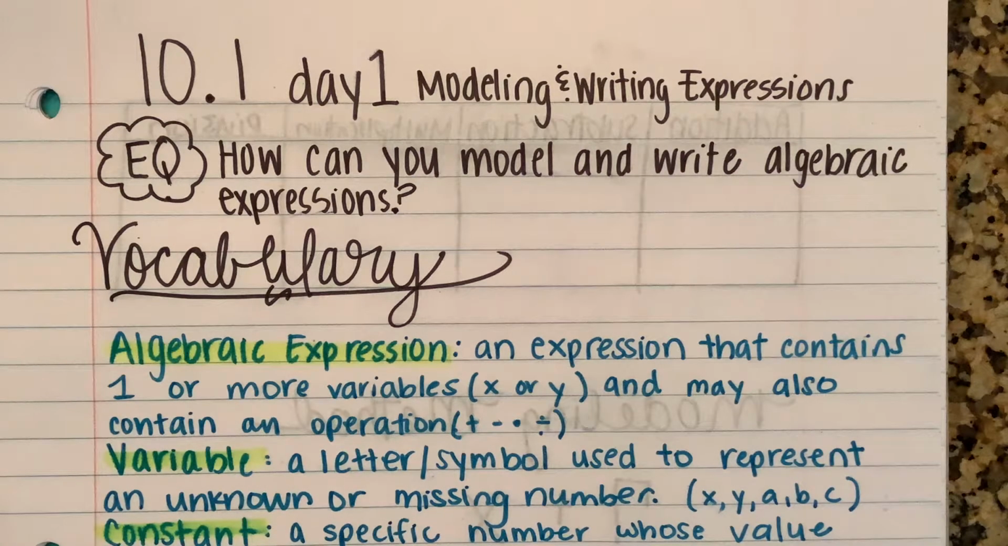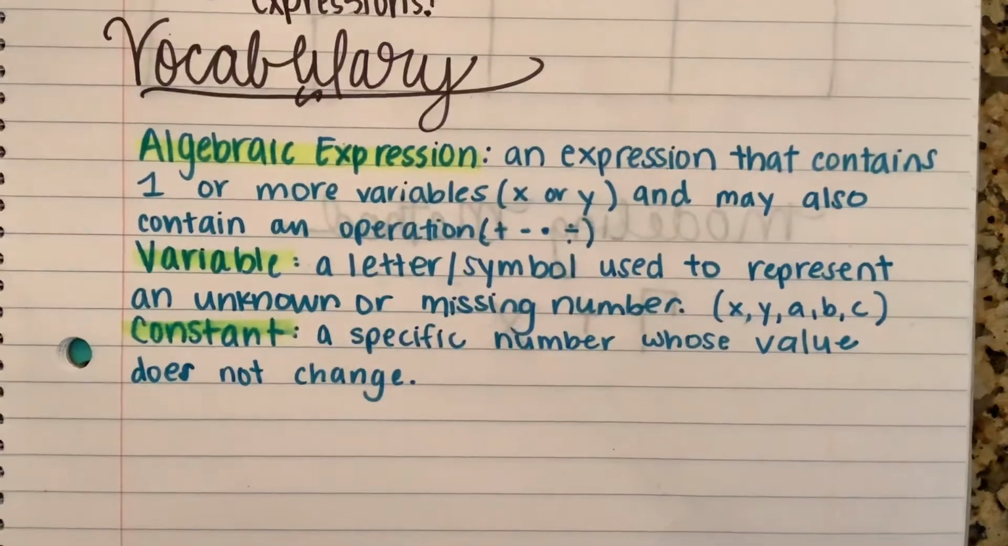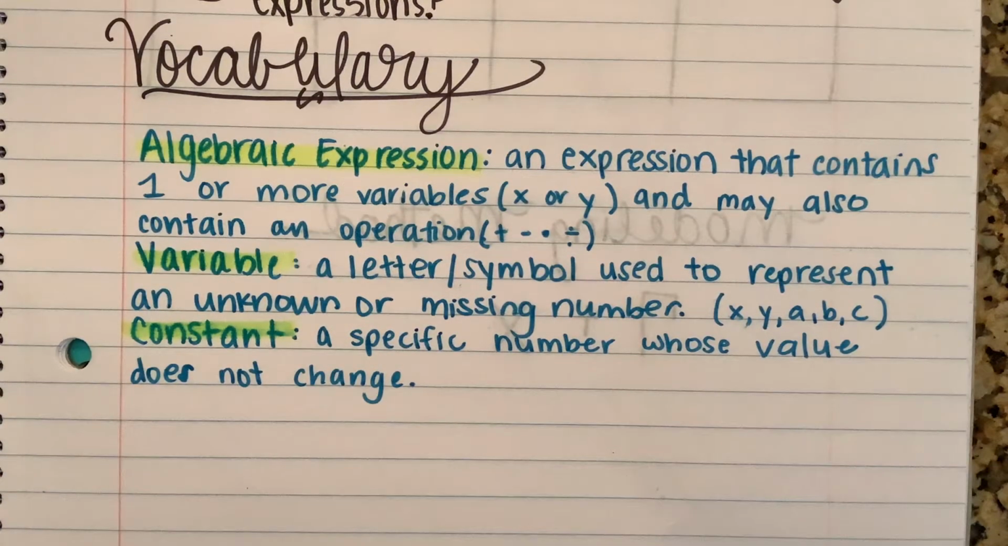And we do have 3 vocabulary words that you do need to get written down. So you can go ahead and pause the video while you get these ones written down. Algebraic expression is an expression that contains one or more variables. So remember, variables are like x, y, any letter that represents a missing number is a variable. And that brings me to my next vocabulary word, which is variable. A letter or symbol used to represent an unknown or missing number. And you can choose any letter that you want to use for your variable.